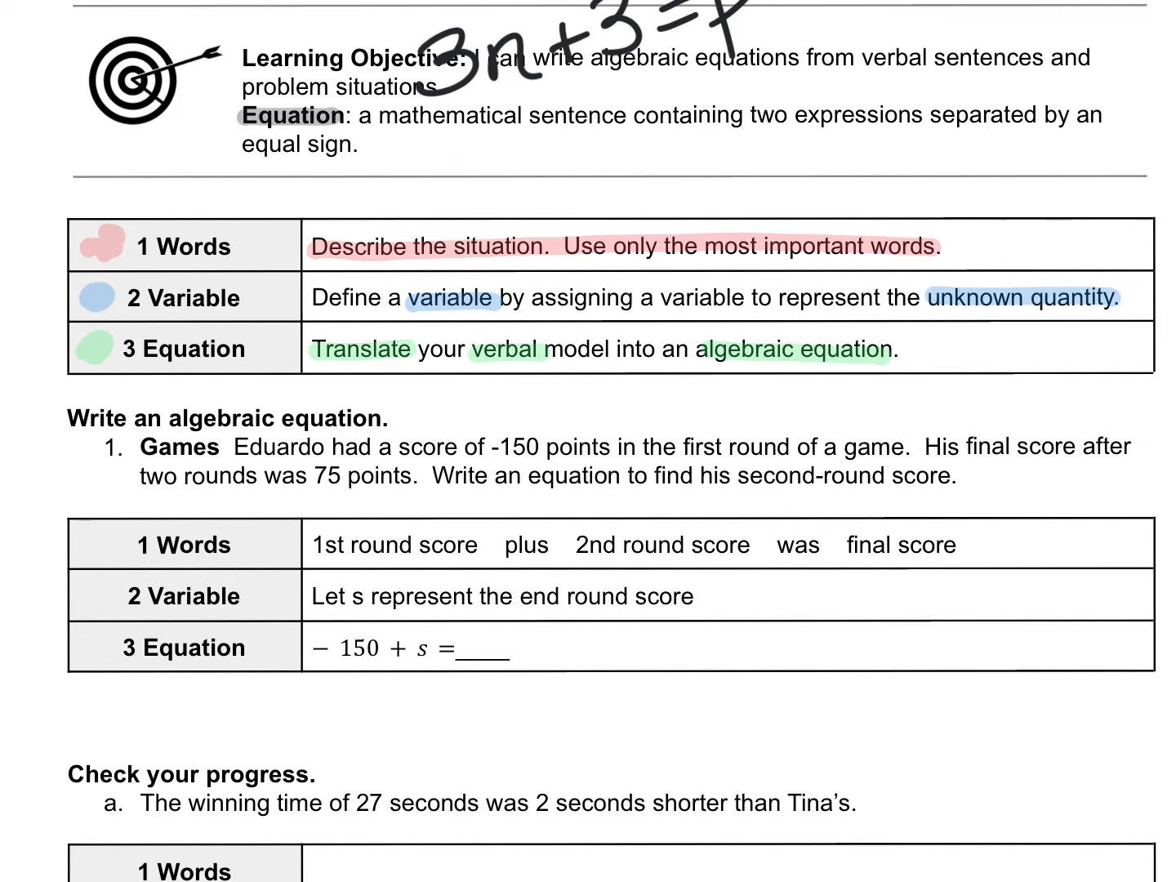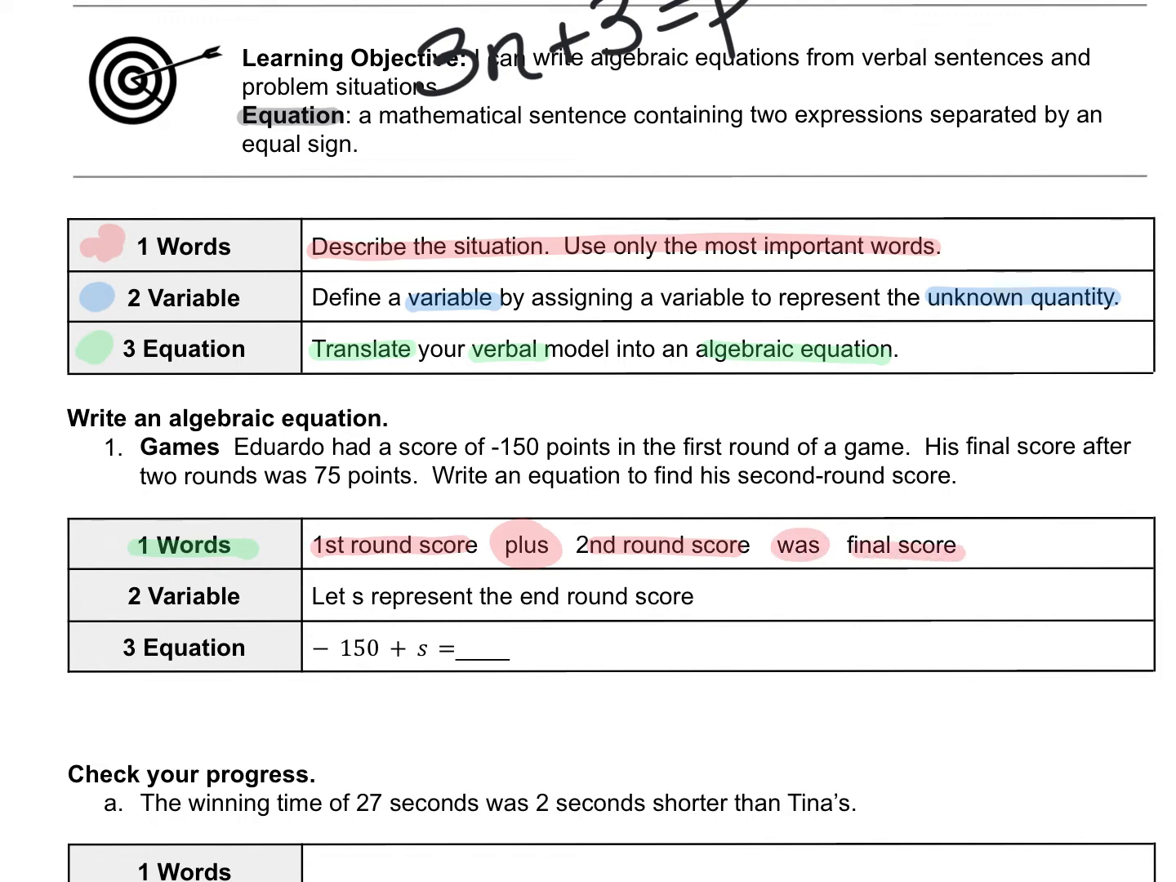I don't know about you, but the first time I read a problem, I just read it and think, okay, it's about games. The second time I read it, I find more important information. So I read it more than once, and you should too. Here what I know is that Eduardo had a first round of points, plus he had a second round of points, and that gave him a final score.